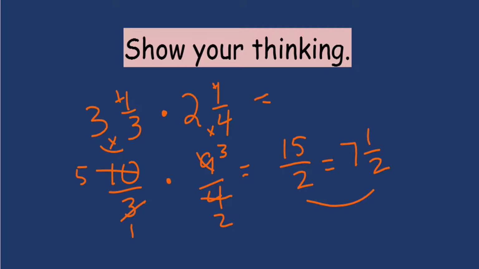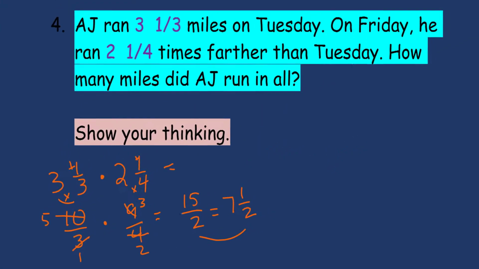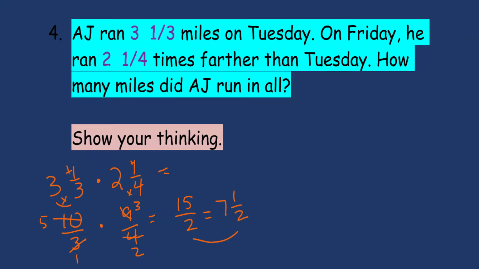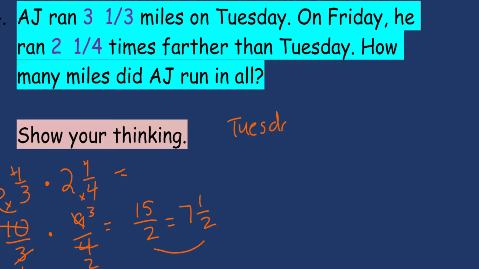Keep in mind, this is not the answer to our problem because this is a multi-step problem. This just tells us how far AJ ran on Friday. Because we took the amount that he ran on Tuesday, we multiplied it by that 2.25 times farther. So how much did he run on Friday? Well, that's 7.5 miles. So now we have to take Tuesday, the day that he ran.